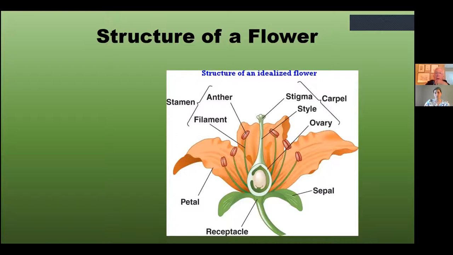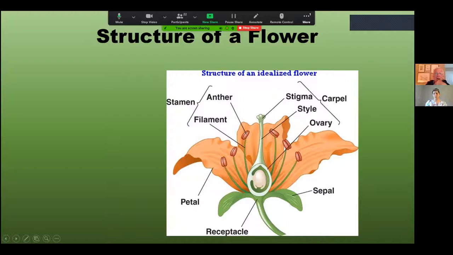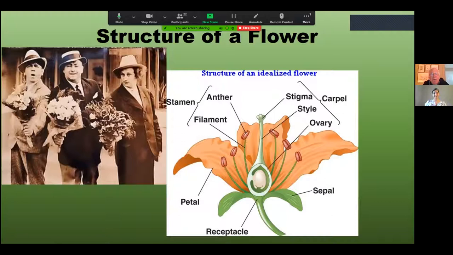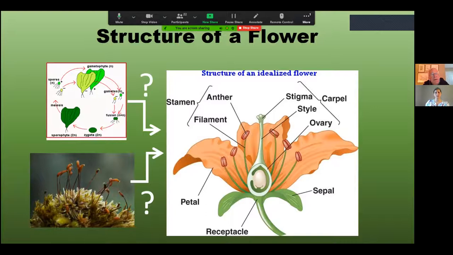This is an idealized flower, but it's got all the basic parts. Flowers play many different parts in our lives today. We give flowers to people we love. They're pretty, but how did we get from a green algae, just a sort of squishy green algae, to this, what to our eyes is a beautiful structure called a flower? How did that alternation of generations possibly produce this complex, highly differentiated structure?